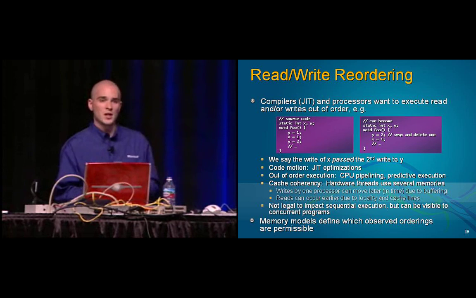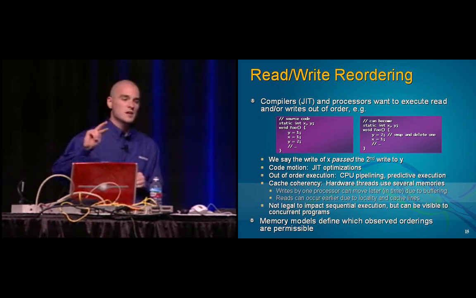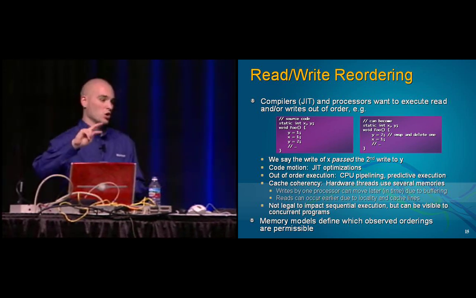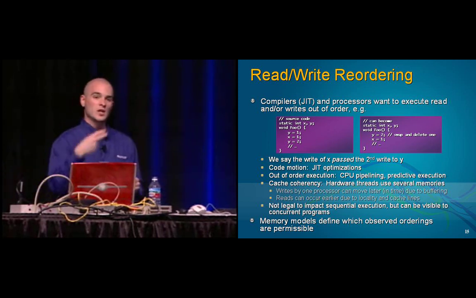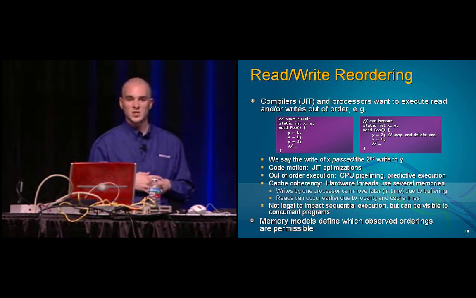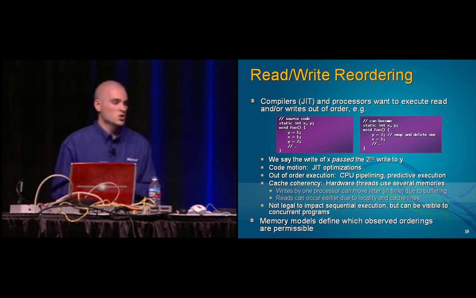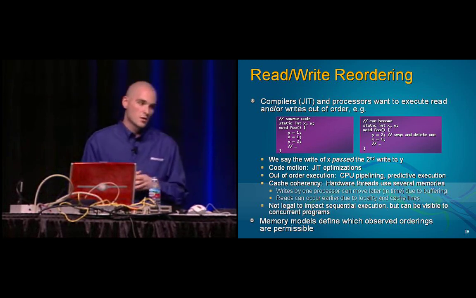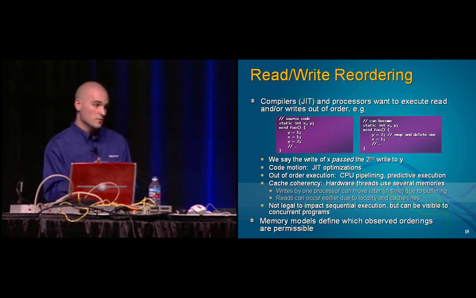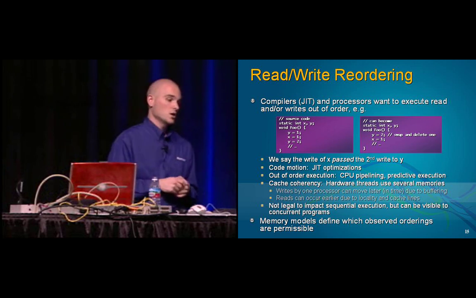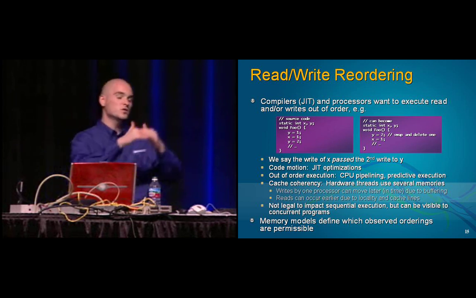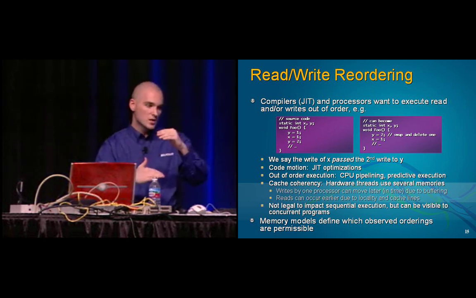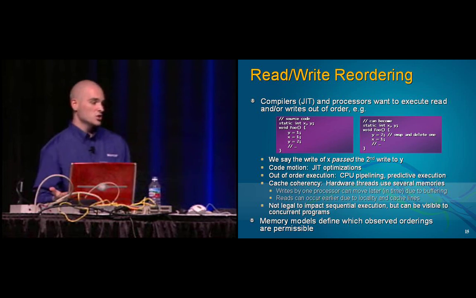Well, it might actually try to optimize that. And it says, well, if I can make the second write to y occur before the write to x, then I have two writes to the same location right up against each other. Well, I can make an optimization and delete the first one, because nobody will ever see the first write of 1. So this has the effect of actually reordering them and actually deleting one of the writes. So what we say is the write of x passed the write to y. It moved later in time. And JIT compilers can do this.